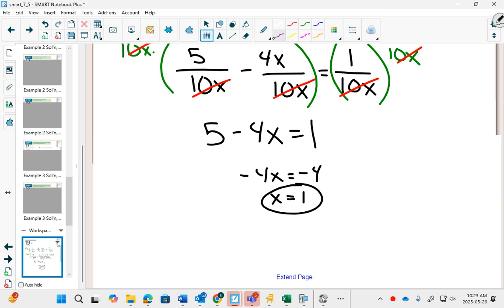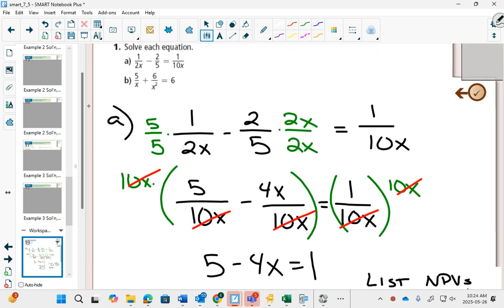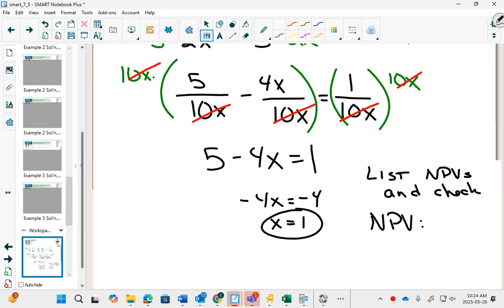Another thing you're going to have to do in solving rational equations is list our non-permissible values and check. In other words, in this question, do we have any non-permissible values? Are we ever dividing with a variable on the bottom? Yes. X can't equal 0. We check. Was our answer 0? No. Our answer was 1.